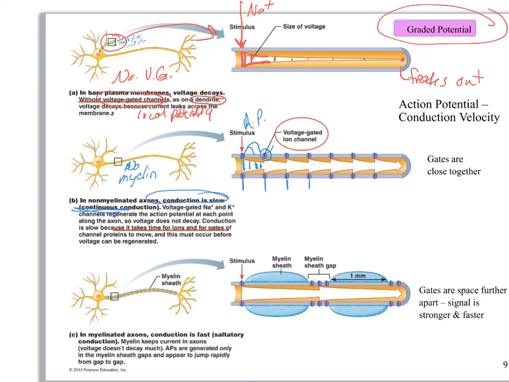but it's close enough to a voltage gate that it can open again, all right? But you see that the voltage gates need to be close together. Otherwise, you wouldn't have a self-propagating action potential. It would just fizzle out. All right, so gates are close together.